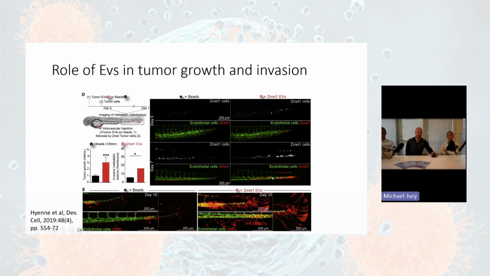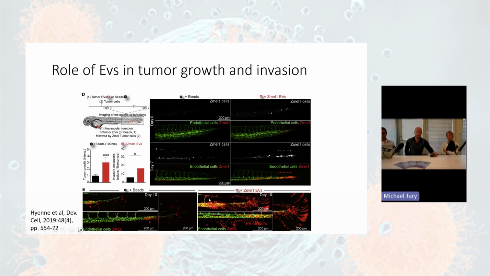So the tumor cells that had then experimentally metastasized to the tail region here, they were injected IV, so it's an experimental metastasis model, and they were much larger compared to if you injected the beads. And you could also see at day 10, so a bit later, if you wait another 3 days, how they are further growing and disseminating, invading into the tissue here, but not to the same extent without the EVs.